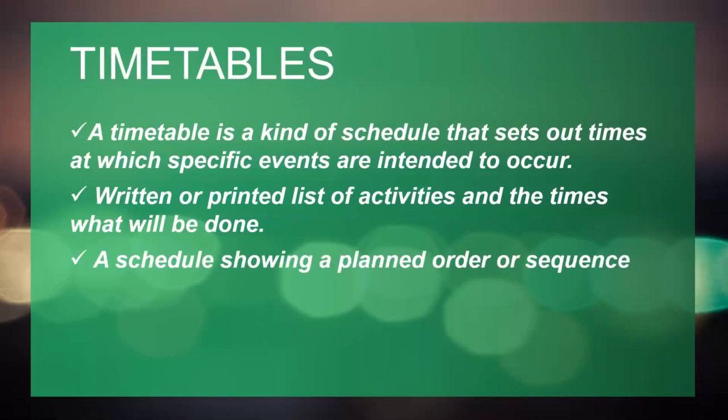Or else you can define a timetable as a schedule showing a planned order or sequence. It's pre-planned, because we are arranging a list of activities that are going to happen at particular times. A sequence means something is arranged in connection with the previous thing, like a step-by-step procedure. This particular thing will happen at this time, after that this will happen, and so on.